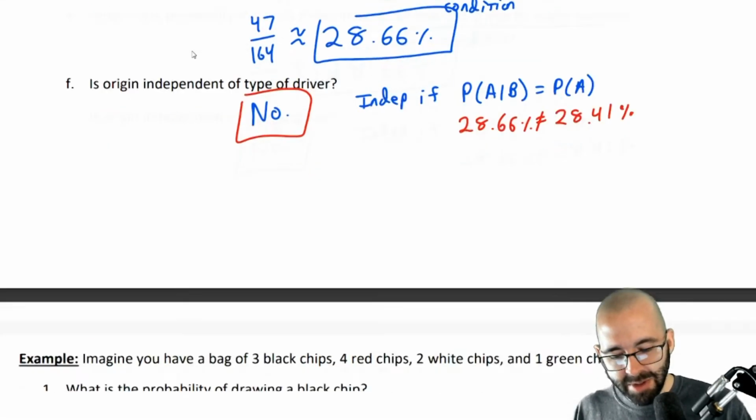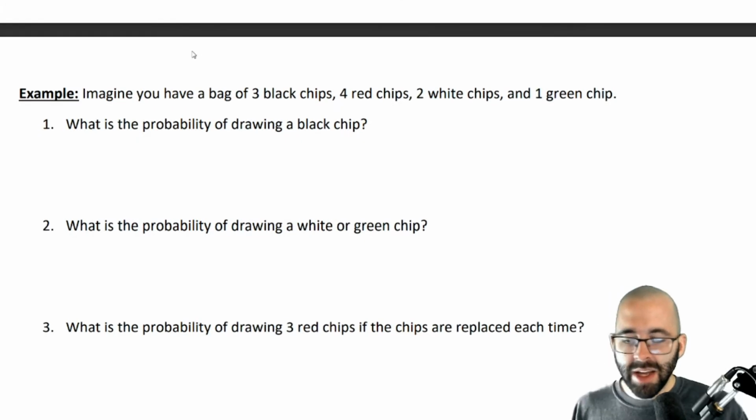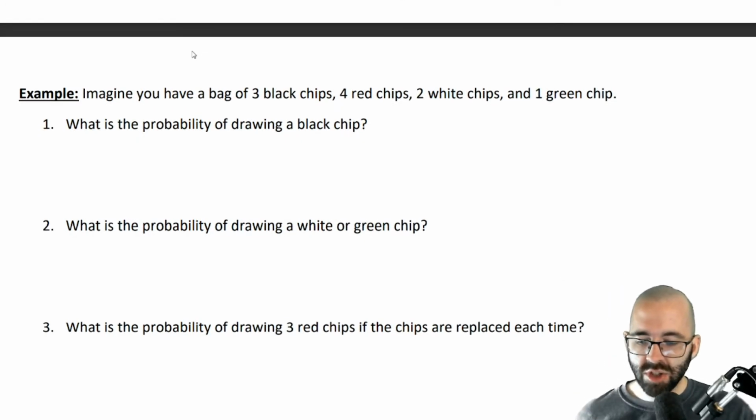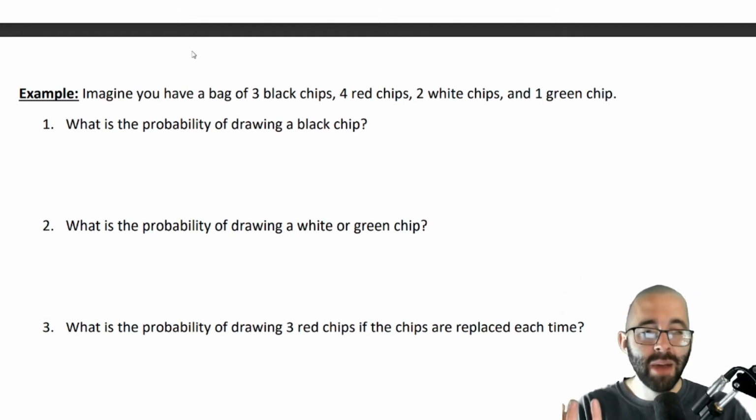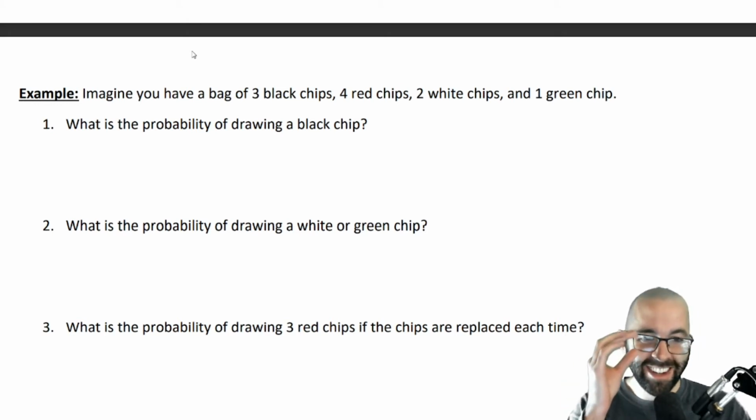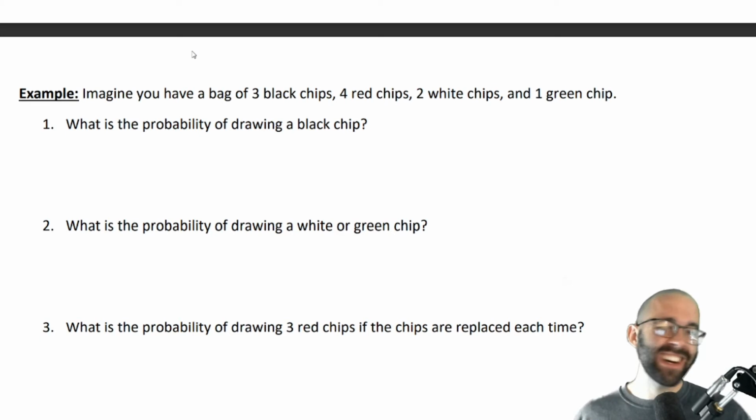Let's do some more examples. Imagine that you have a bag of 3 black chips, 4 red chips, 2 white chips, and 1 green chip. And it really says something about you, whether you're envisioning a bag of tortilla chips or a bag of gambling chips. Which one are you? I thought tortilla chips.